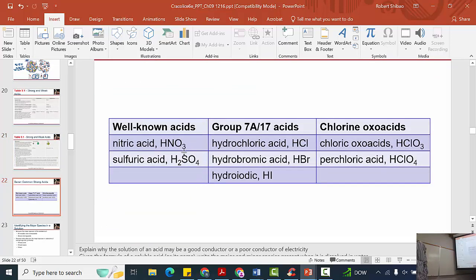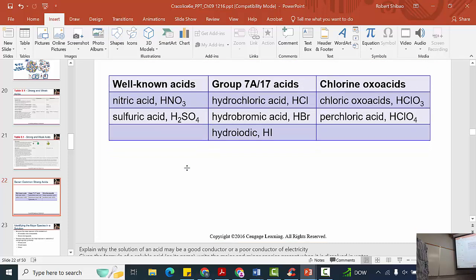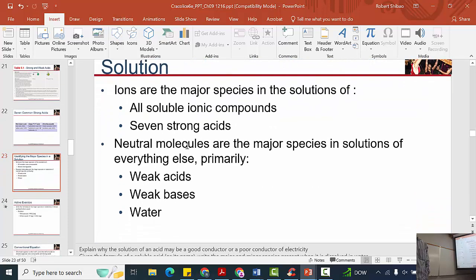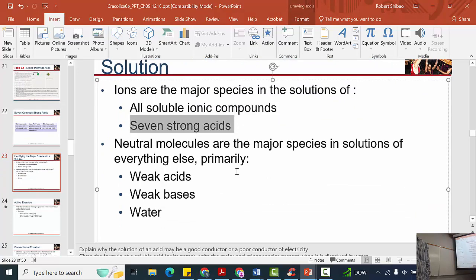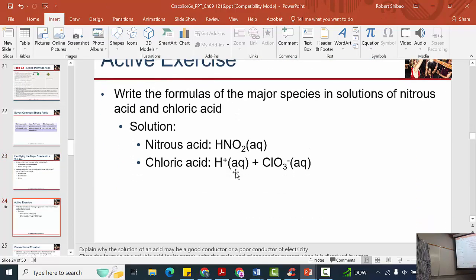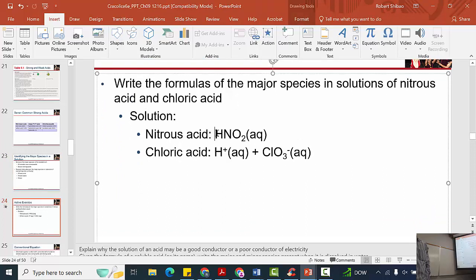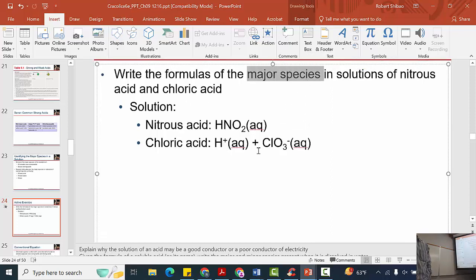Are these the seven common strong acids? Yep, those are the seven common strong acids. Here they talk about the seven common strong acids, and then everything else is weak. Nitrous acid, strong or weak? Weak. And the weak acid only partially dissociates, so the major species will be HNO2. Whereas chloric acid, strong or weak? Strong, so the major species will be the ions. I think they're just doing the major species.